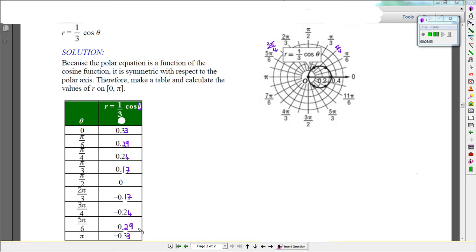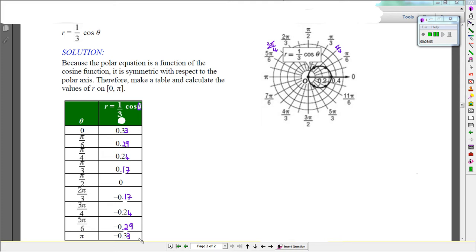We have 5 pi over 6, negative 0.29. Again from the center, since your r is negative, you're not going to follow the direction of the angle theta. You look opposite from pi over 6, which will be 11 pi over 6. Then you count from the center again, negative 0.1, negative 0.2, negative 0.3, so negative 0.29 will be less than negative 0.3. And move on to the last point.